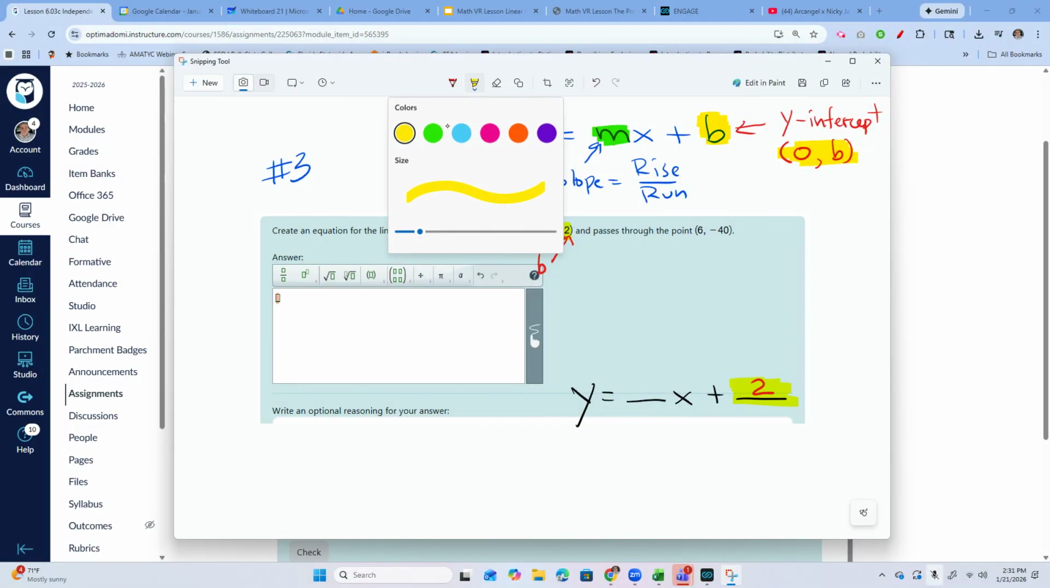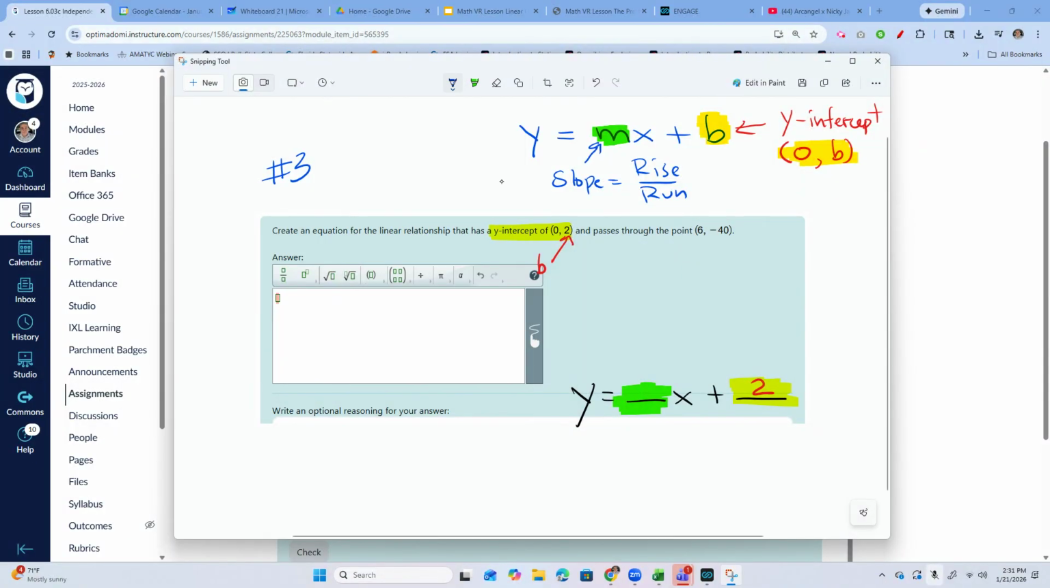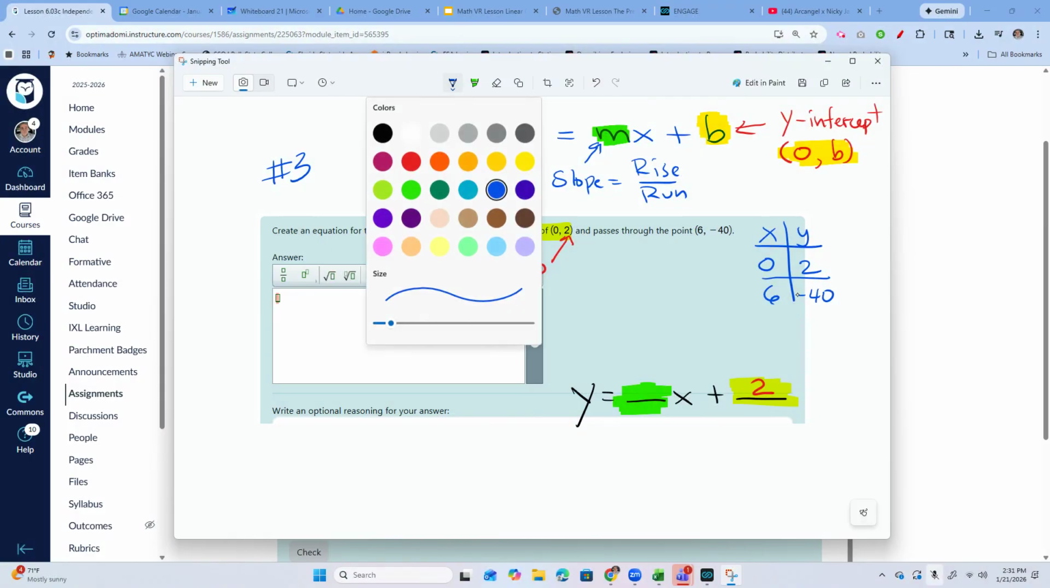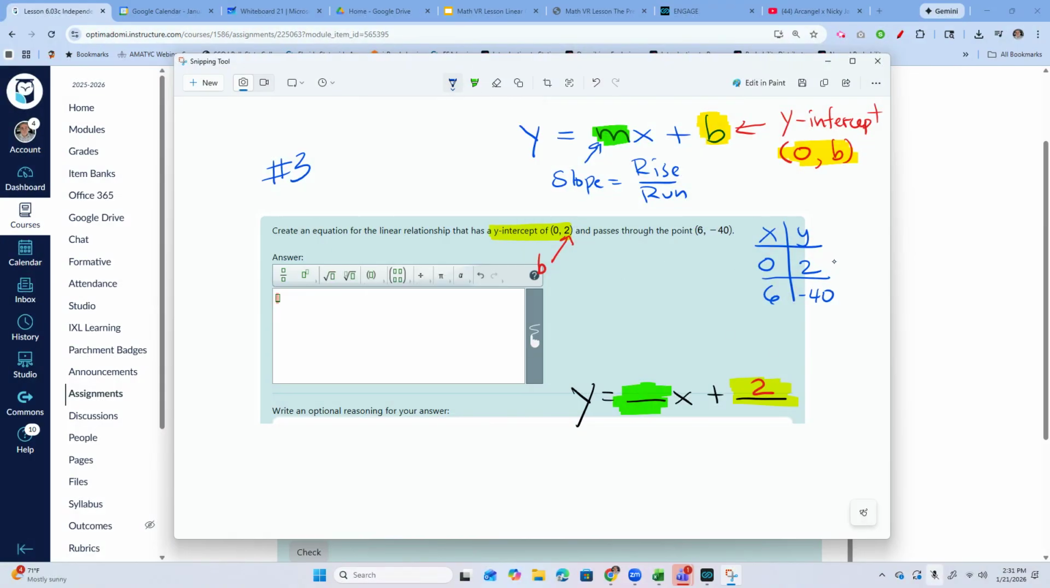Okay, now we're going to find m, which is the blank space that I highlighted in green. And how do we find m? What you're going to do is you're going to take these 2 points, these 2 parentheses. You're going to make a little table, x and y column. You're going to have 2 rows. The first row, 0, 2. Second row, 6, -40. Okay, and what you're going to do, you're going to find the rise. And how do you find the rise? You're going to subtract the y's. And then you're going to find the run by subtracting the x's.